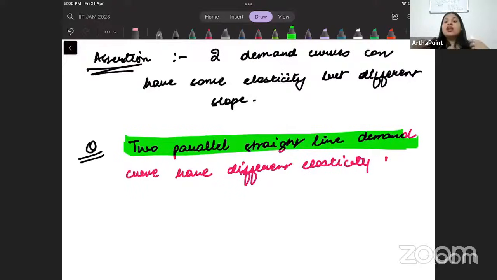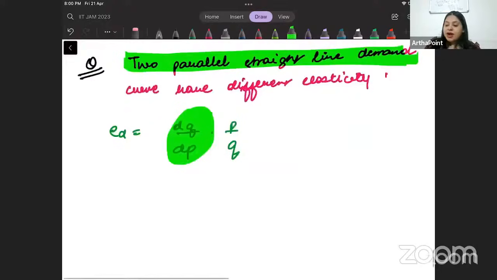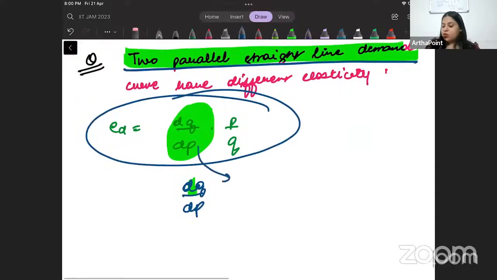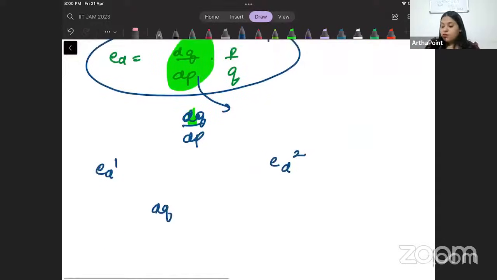When we talk about elasticity of demand होता है dq by dp into p by q. बट स्लोप सिर्फ ये है, स्लोप है डिमांड कर्व का dq by dp, बट इलास्टिसिटी ये पूरा है. तो जब लाइंस पैरेलल हैं तो मतलब ये दोनों का इक्वल है. अगर मैं डिमांड कर्व 1 की बात करूं और डिमांड कर्व 2 की बात करूं, दिस मीन्स दैट दिस इज इक्वल फॉर बोथ ऑफ देम. dq by dp for demand curve 1 and 2 are equal.